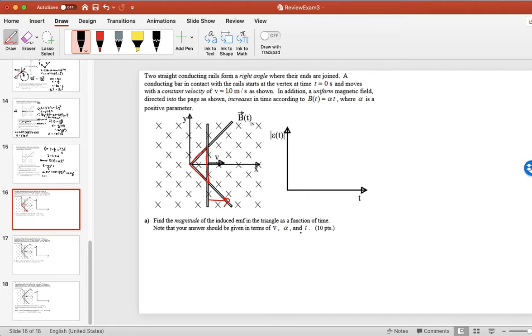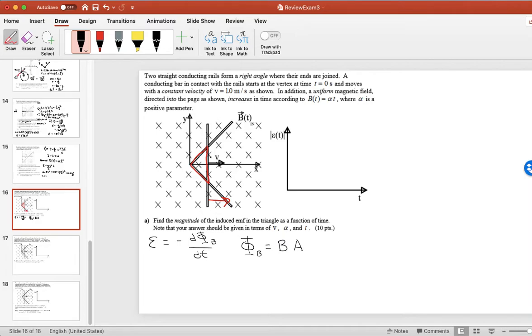So remember that induced EMF is equal to a negative dΦ/dt, the magnetic flux over dt, and magnetic flux is equal to magnetic field times the area. And so what we need to do is let's start with the area. So if we want to look at the area, this is the area that I'm interested in, the red triangle, and it's going to become a bigger and bigger red triangle.